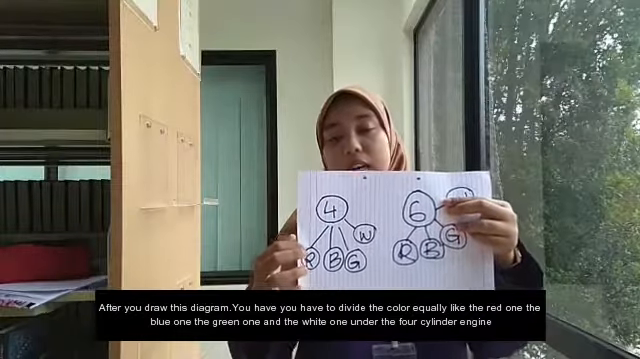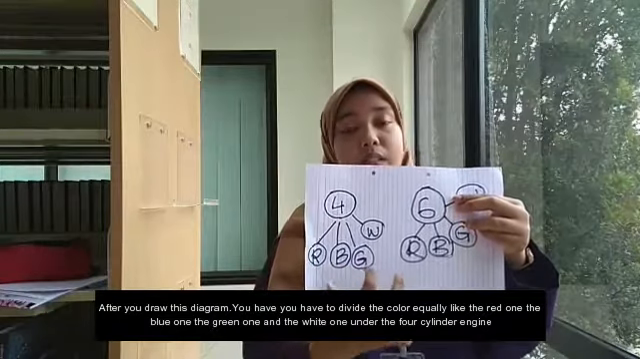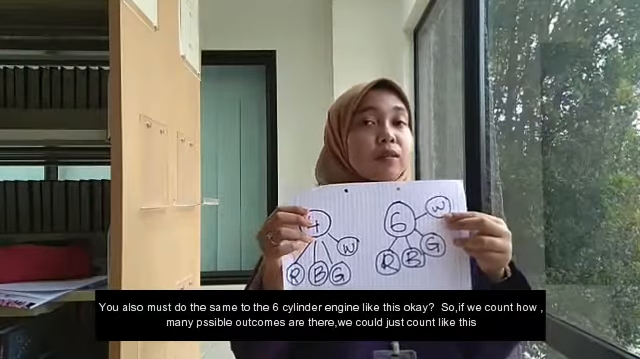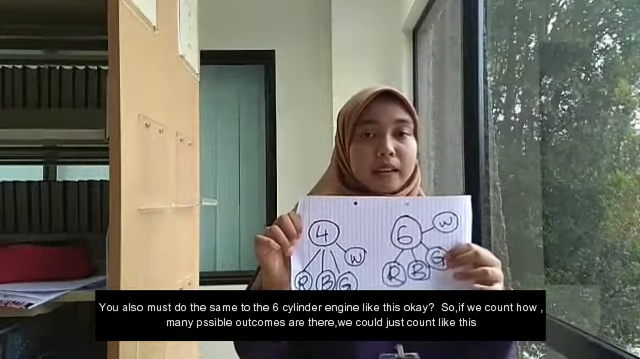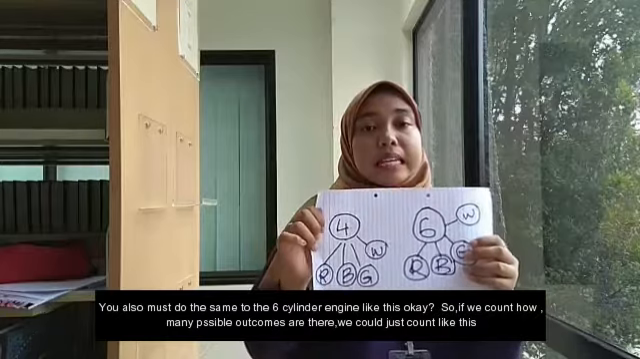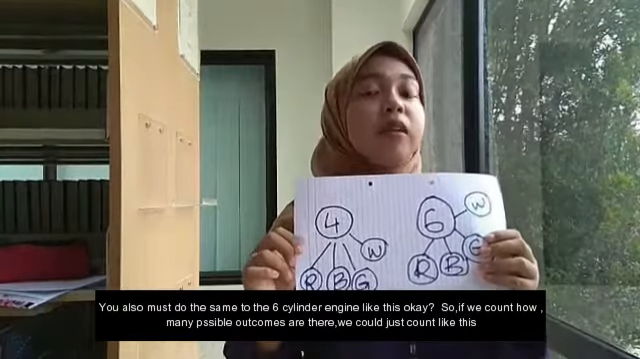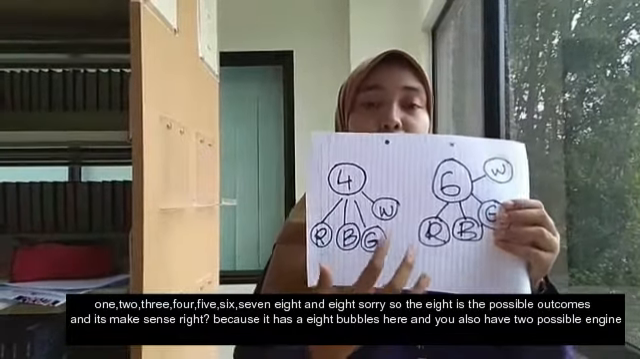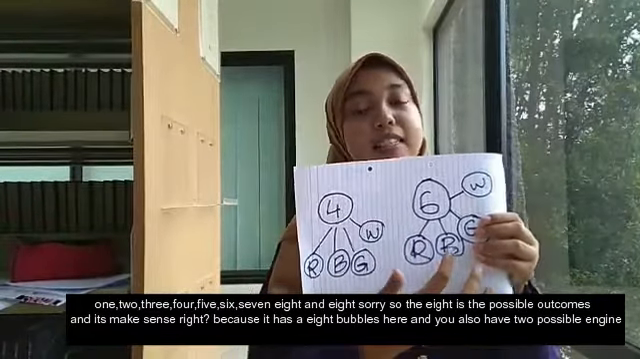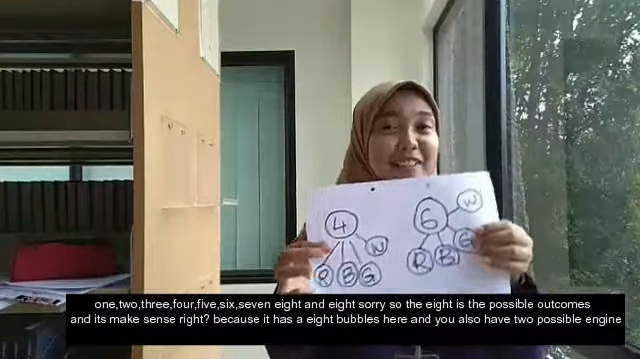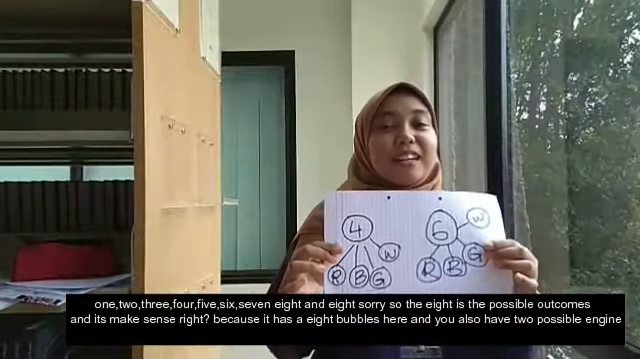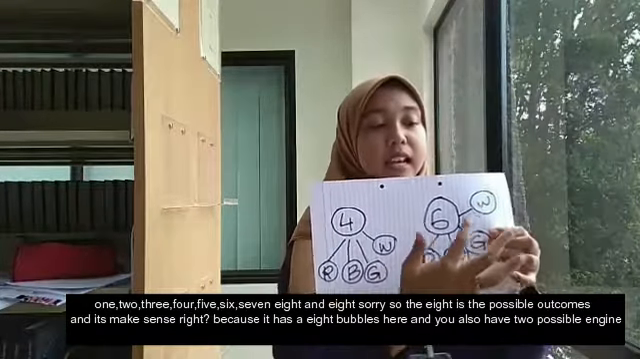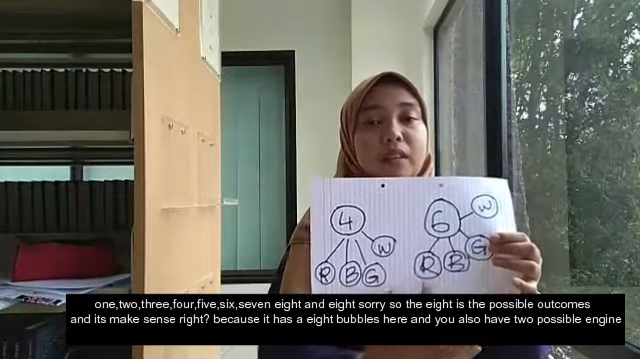Like this, the red one, blue one, green one and the white one under the 4-cylinder engine. You also must do the same to the 6-cylinder engine like this. So if we count how many possible outcomes there are, we could just count like this: 1, 2, 3, 4, 5, 6, 7, 8. So the 8 possible outcomes, and it makes sense, right? Because it has 8 bubbles here.